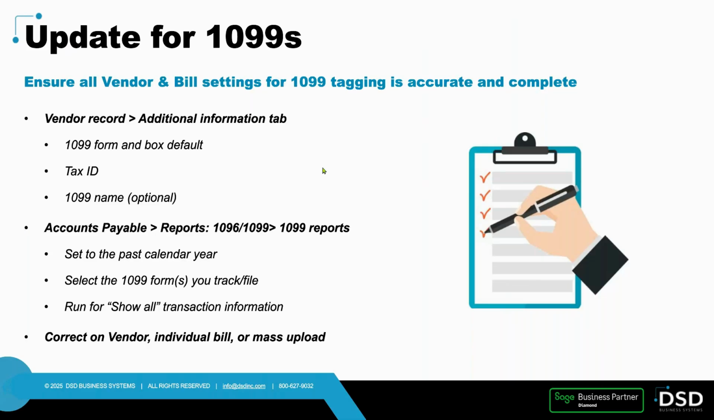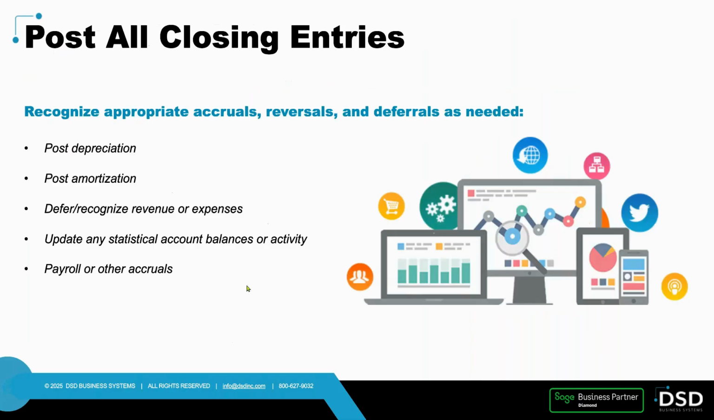And we could always run a 1099 report in the accounts payable module. Again, I'll show you that once we get into the demo side of things. We want to set report parameters to the past calendar year and select the relevant 1099 forms. We want to run reports to show all transaction information and make sure that they're all correct for the vendor records, individual bills, or if we mass upload them as well.